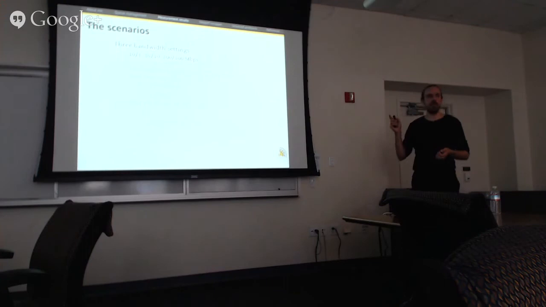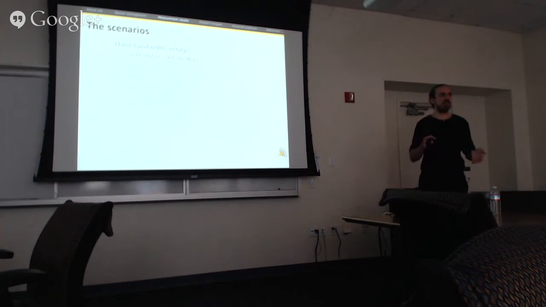Moving on, the scenarios I'll test this in. There are three different bandwidth settings. These are meant to approximate a fairly wide range of residential connections as you would have on your DSL link or your cable link, down from the asymmetrical 10 megabit down, 1 megabit up link, like what my clients have, and then up to symmetrical 10 megabit links and 100 megabit links.